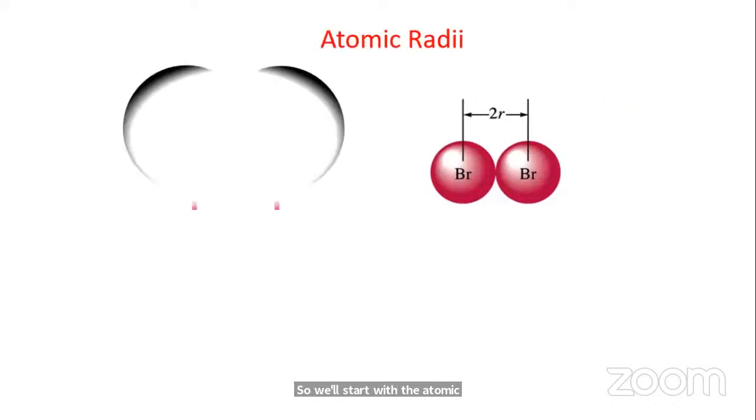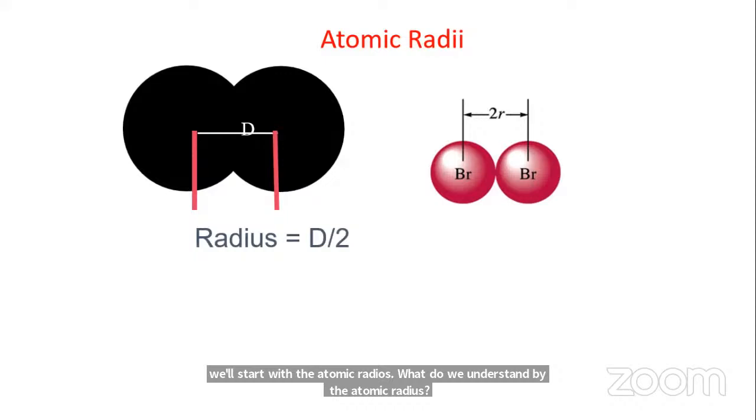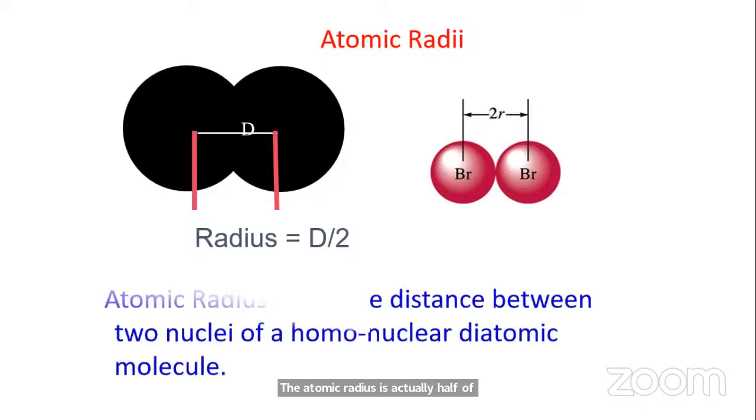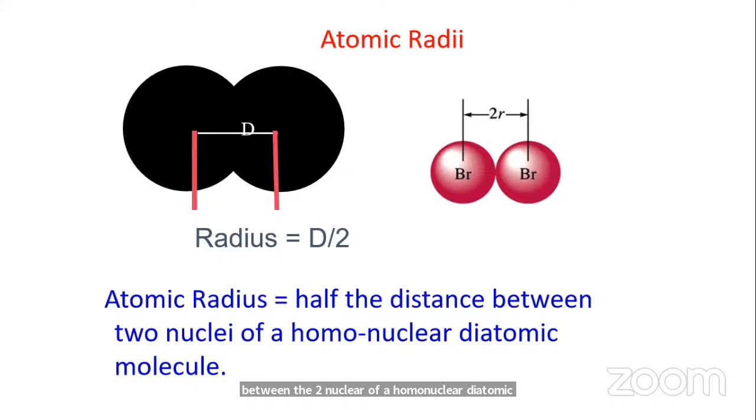The atomic radius is actually half of the distance between the two nuclei of a homonuclear diatomic molecule. So I have a homonuclear diatomic molecule, which means a molecule that is composed of two identical atoms. So the half of that distance is what is called the atomic radius.